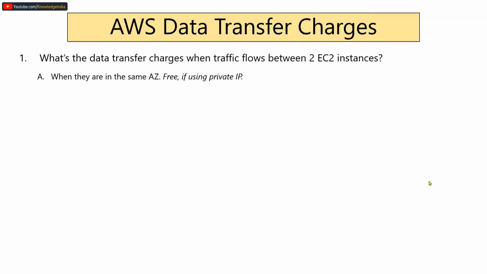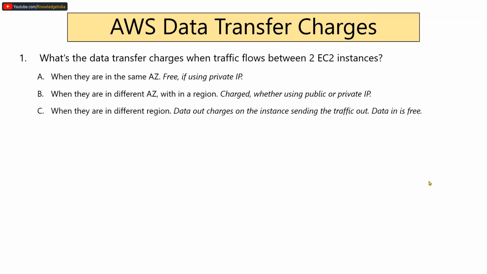When they are in different AZs, but within a region, it will be charged whether the instances are using public IP or private IP. The key thing you have to remember here is that the traffic is flowing from one AZ to another AZ. Whenever traffic flows from one AZ to another AZ within a region, there will be a charge.